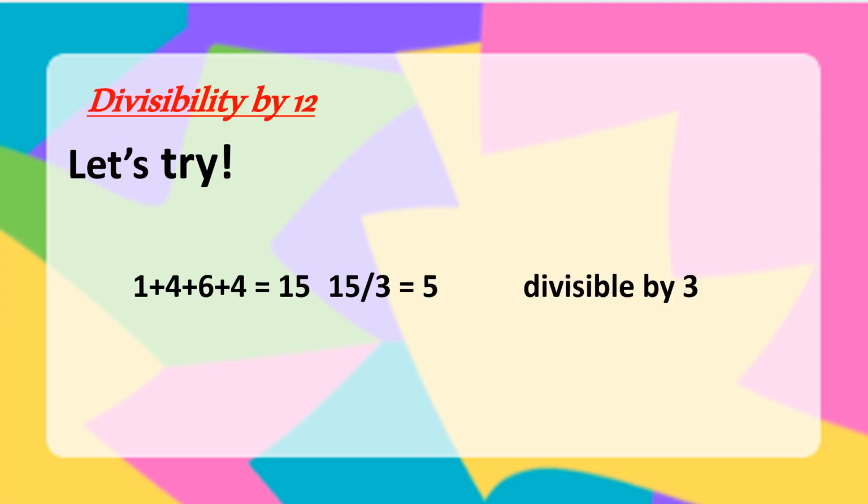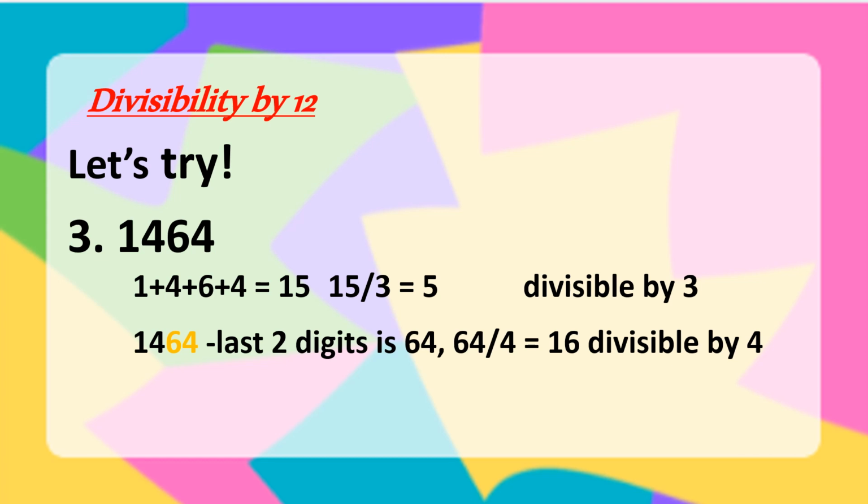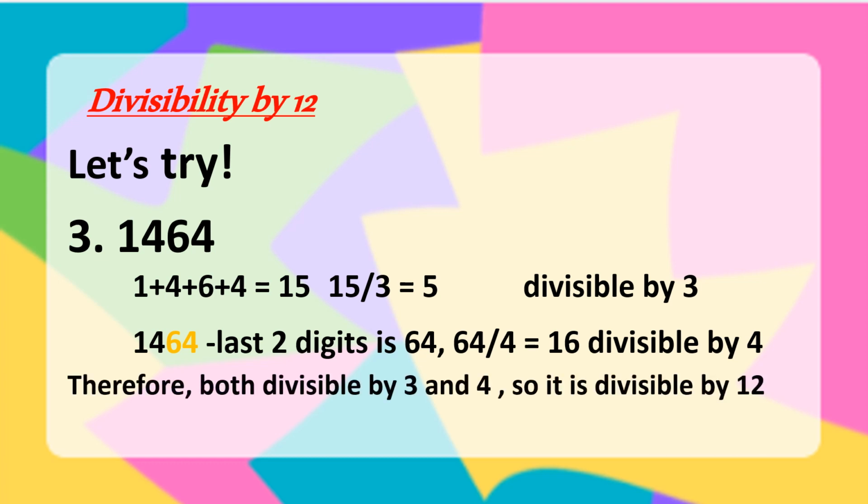Okay, let's proceed now to number 3. The given is 1,464. Let's get the sum of 1, 4, 6, and 4. That will give you 15. Can we divide 15 by 3? Yes, the answer is 5. So, it is divisible by 3. How about by 4? 1,464, we get the last two digits, which is 64. And 64 can be divided by 4, and the result is 16. So, therefore, it is both divisible by 3 and 4. So, 1,464 is divisible by 12.